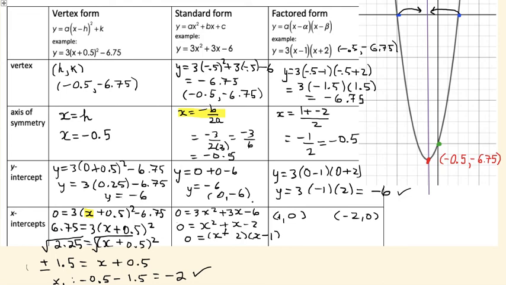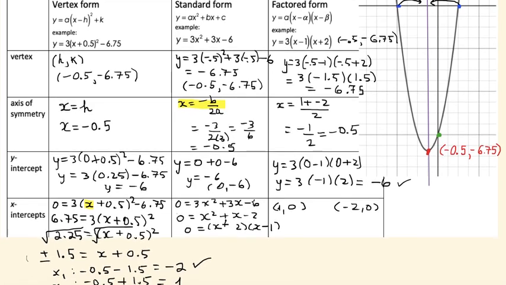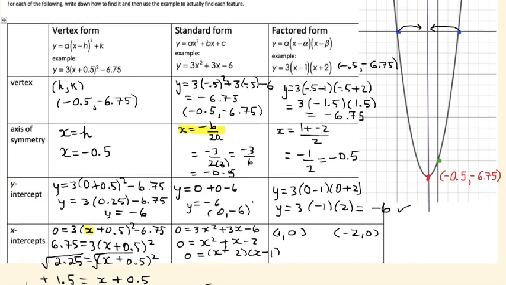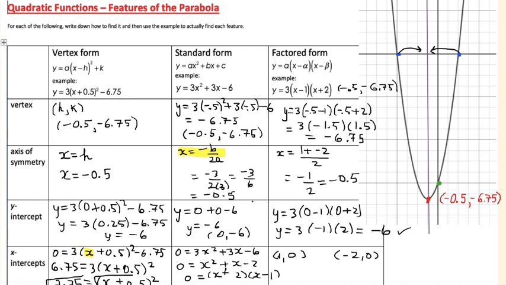Okay, so we've done a lot here. We've shown how to find each of the features, the big four they're called: the axis of symmetry, the vertex, and the intercepts from each of the three forms. Okay, so this will take you a little bit of time to understand and absorb, but don't worry, with practice it all gets there. Bye.